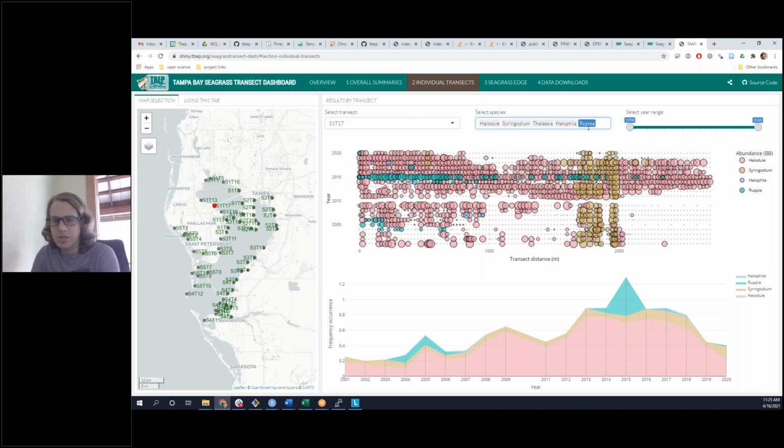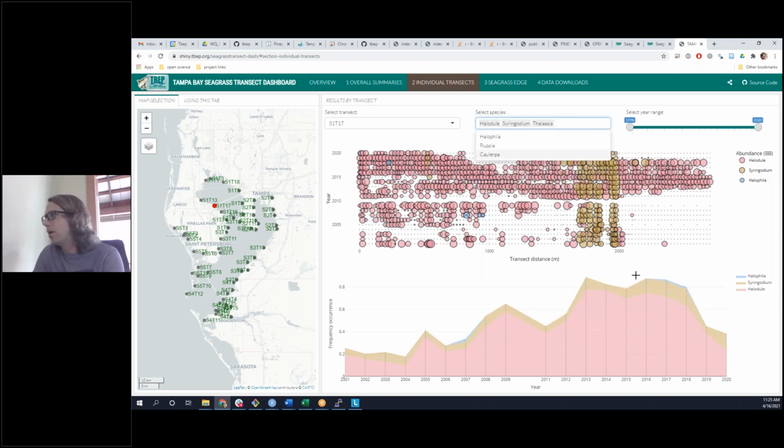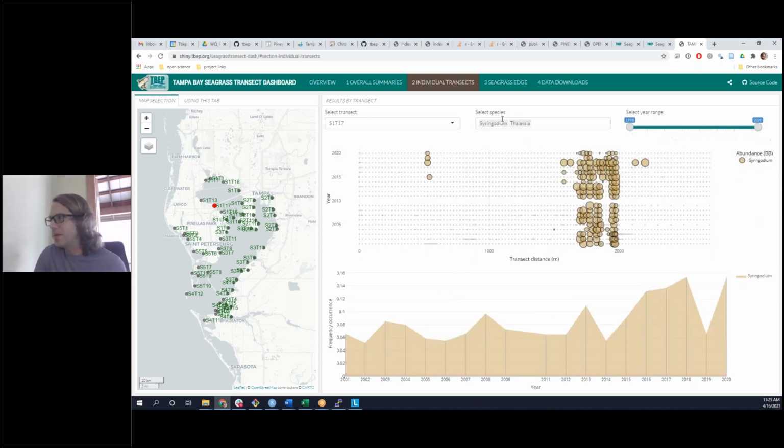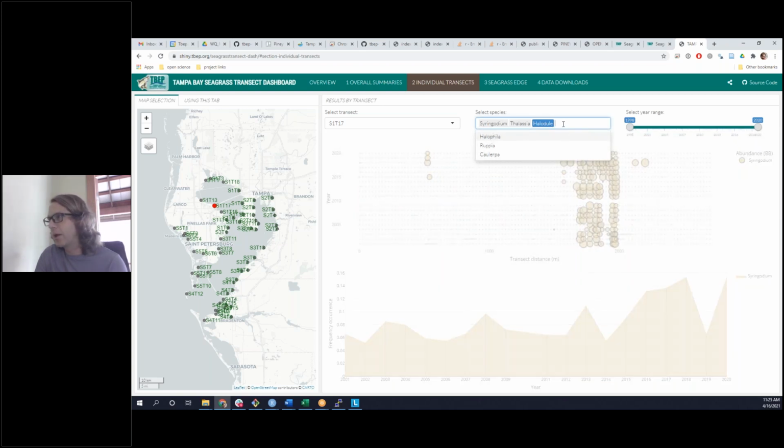And again, we can pick and choose different species we want to look at. So here I'm just subsetting different ones. Obviously, Halodule would be the dominant one at this transect over time. So if I want to look at maybe what are some of the other changes in the other species, I can take out Halodule or put it back in, depending on what I want.